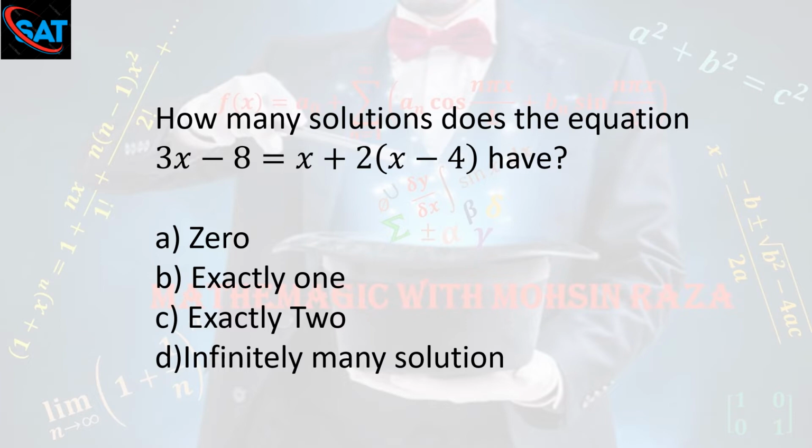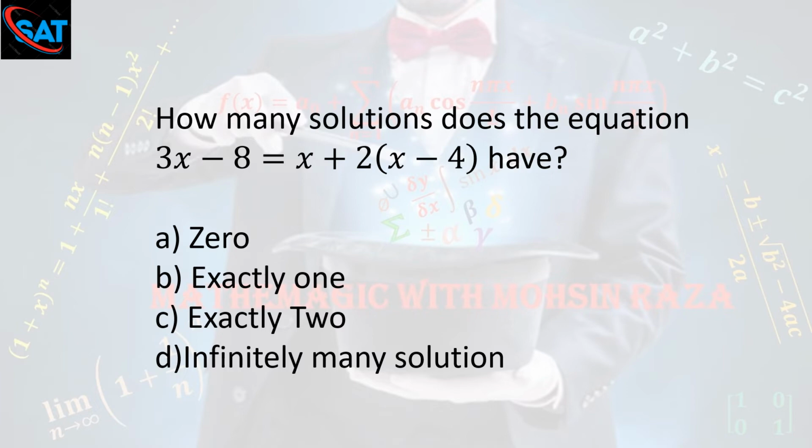So here the question says: how many solutions could this equation have? The equation is 3x minus 8 equals x plus 2 times x minus 4. You know that it could be either zero, meaning there would be no solution, either one solution, two solutions, or infinite solutions.